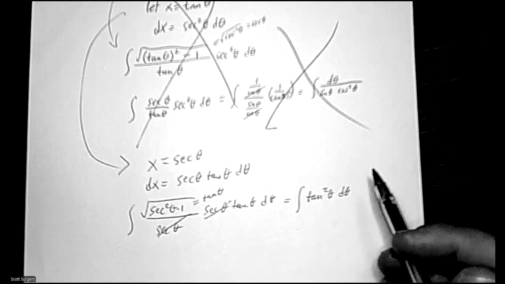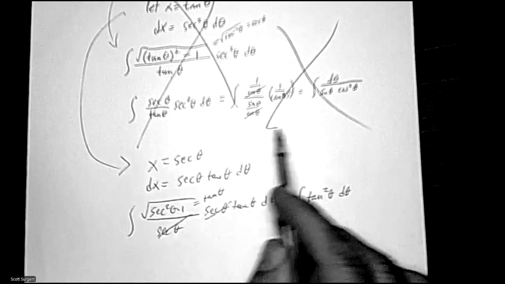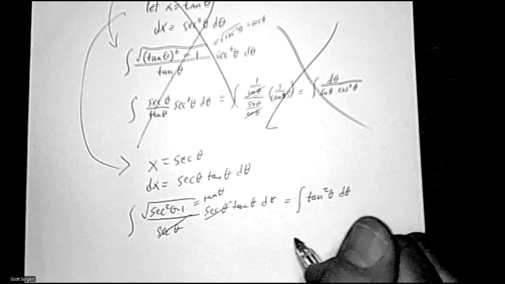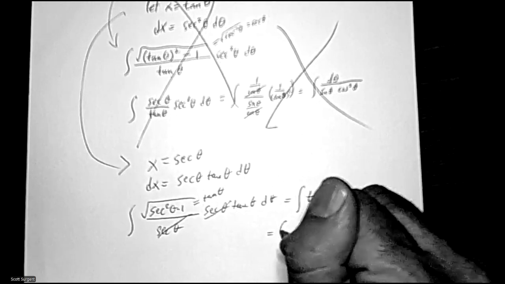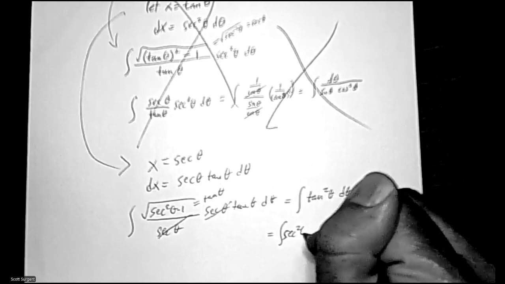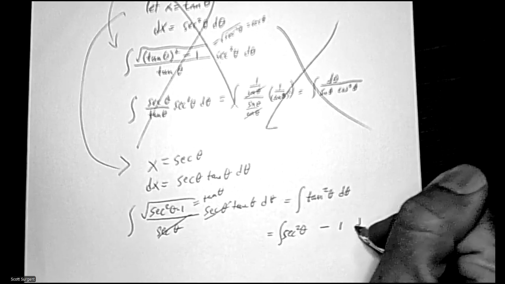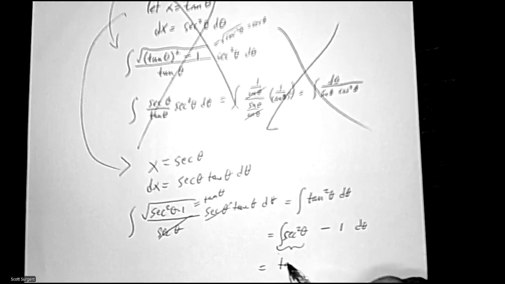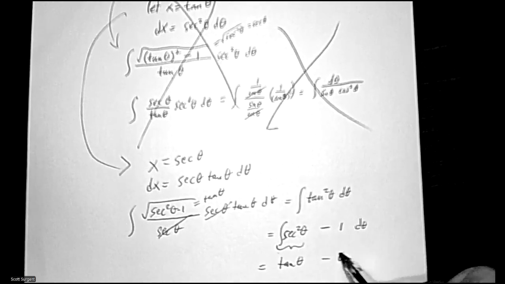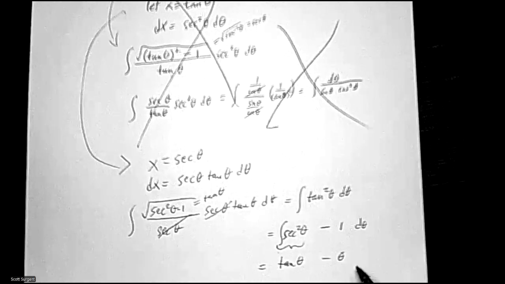Yeah, you're right. Thank you. This was totally a dead end for me. This was getting nowhere fast. Well, tan squared is secant squared minus 1. So this just integrates: integral of secant squared is tan. And then this is just theta, integral of 1.